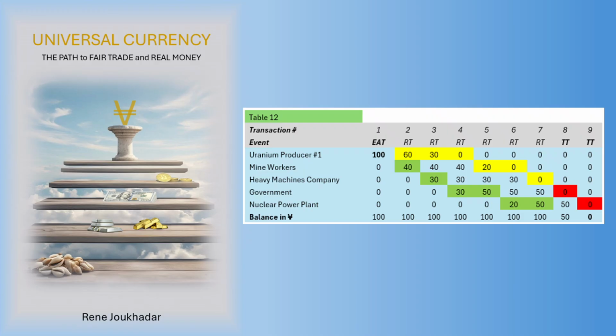And then what happens in transaction number 8 and 9? These are terminating transactions. In transaction number 8, you can see here that the government lost those 50 Vs, or 50 Vs were eliminated. Why? Because obviously the government actually bought the uranium that's in the SOV. So once it bought them, the system eliminates the currency. And in transaction number 9, another 50 was eliminated because now the nuclear power plant bought the uranium from the SOV and the currency was eliminated.